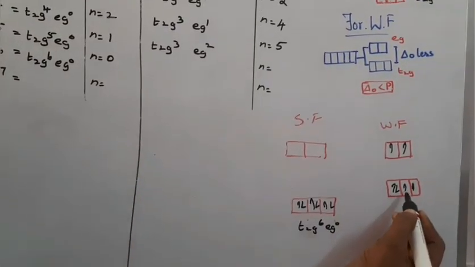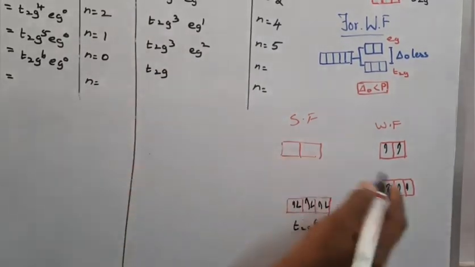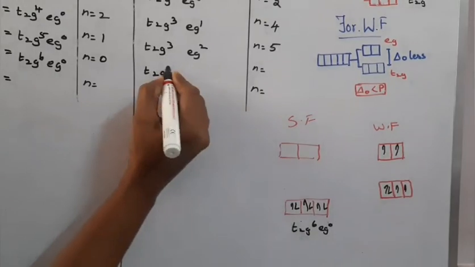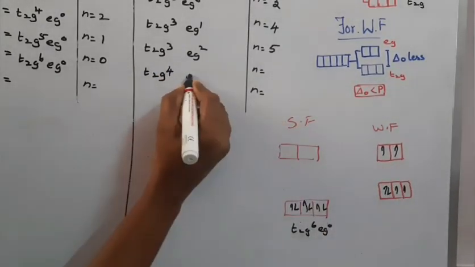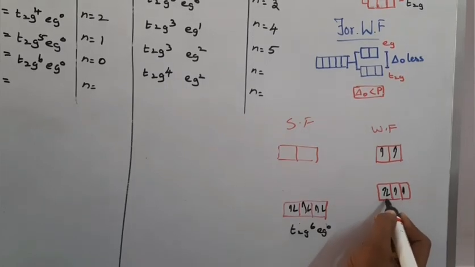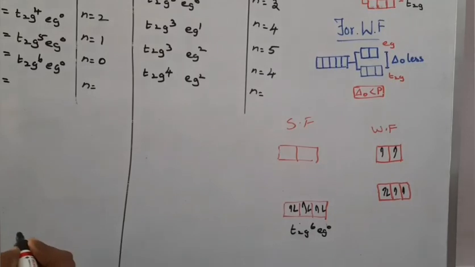For here, first of all write T2G. How many electrons are present for the T2G level? 1, 2, 3, 4. 4 and EG 2. How many unpaired electrons are present? This is a paired electron. 1, 2, 3, 4. 4 unpaired electrons are present.